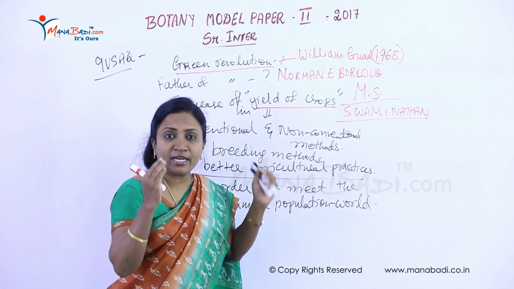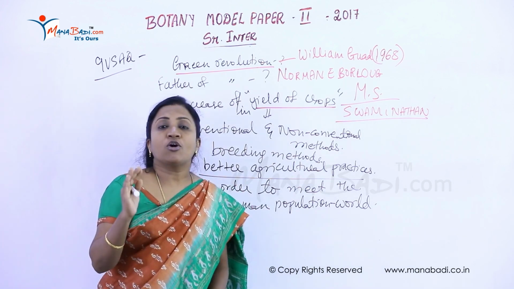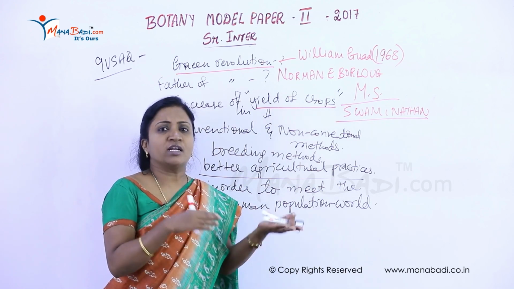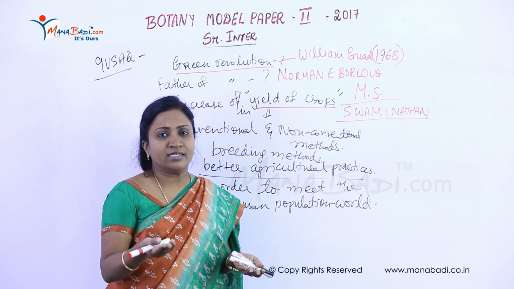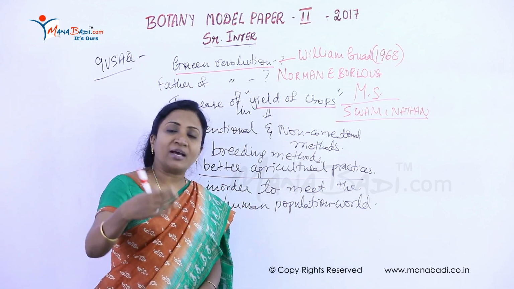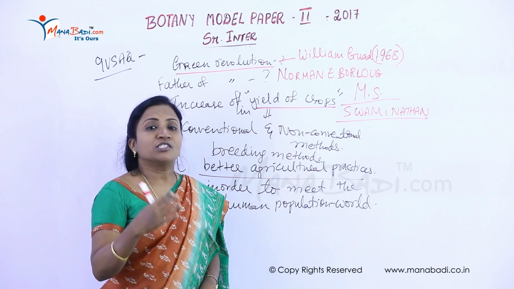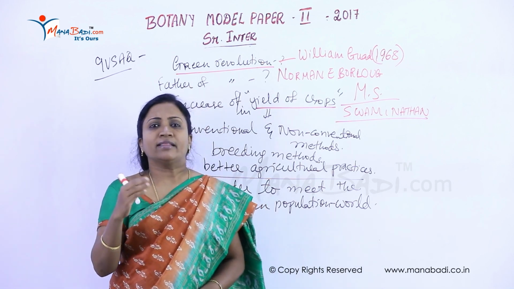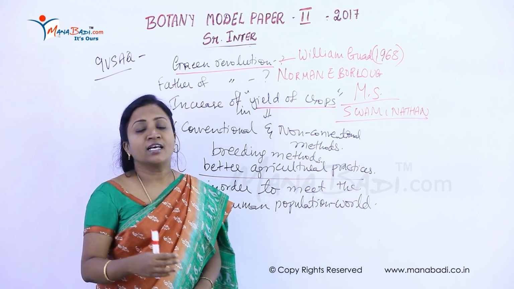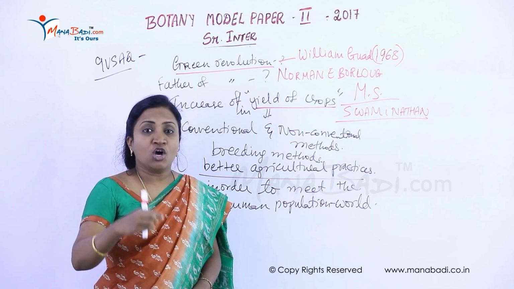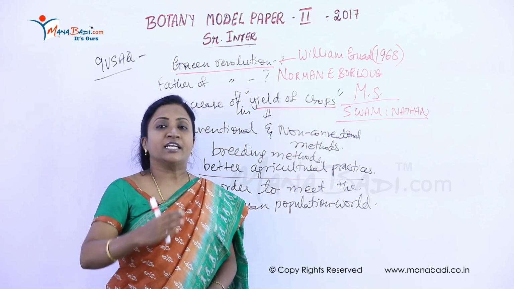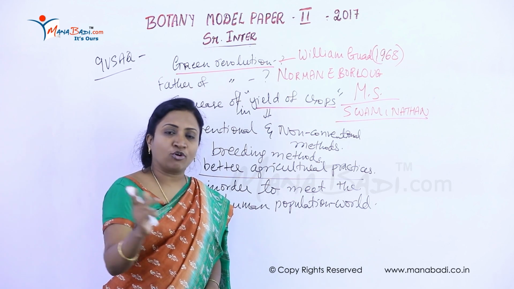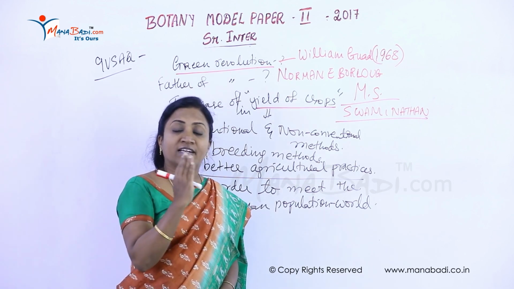The main target of green revolution is to increase the yield of the crops by utilizing both conventional as well as non-conventional breeding methods, as well as better agricultural practices. By using these, an increase in the yield can be obtained in order to meet the requirements of the human population across the world. This is called green revolution.